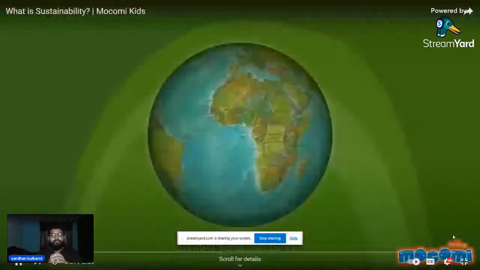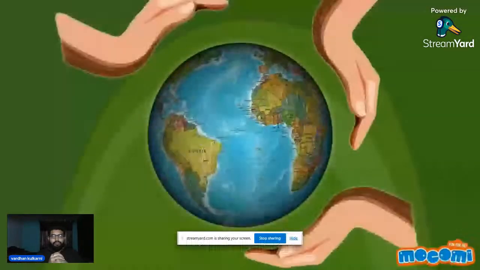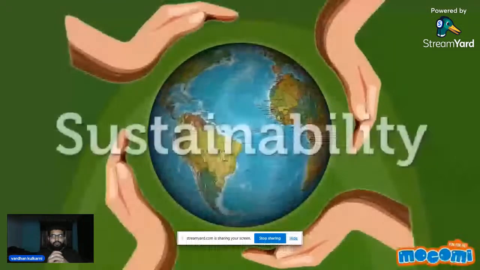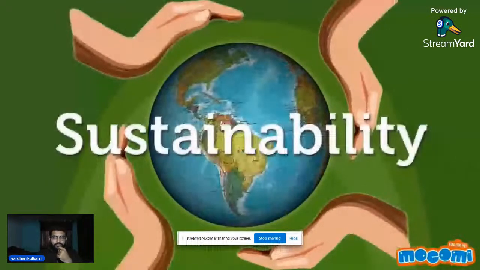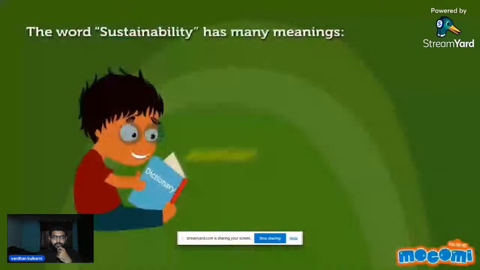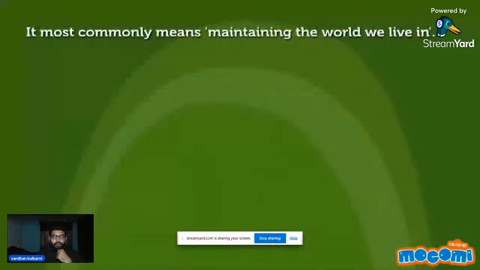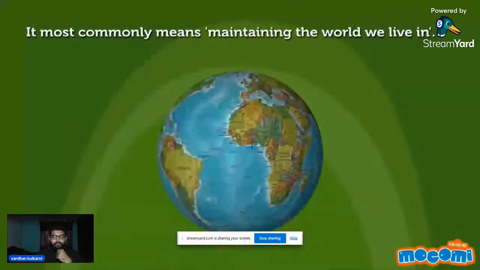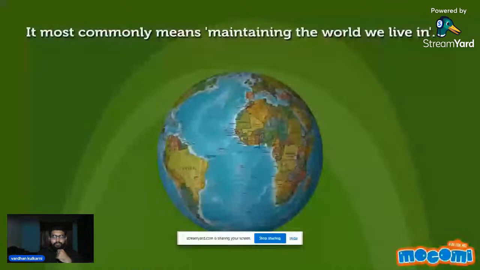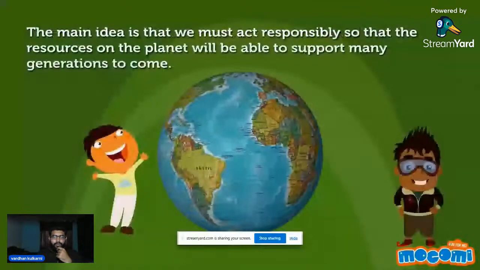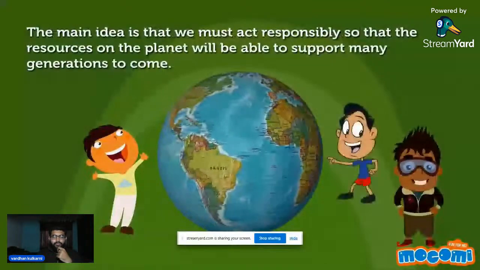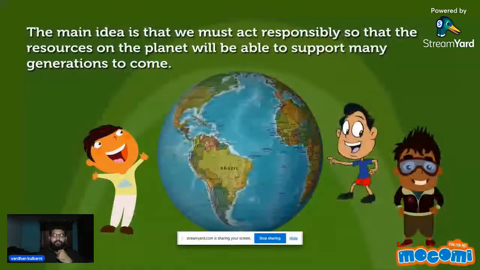What is sustainability? The word sustainability has many meanings: to maintain, support, endure, and withstand. It most commonly means maintaining the world we live in. The main idea is that we must act responsibly so that the resources on the planet will be able to support many generations to come.